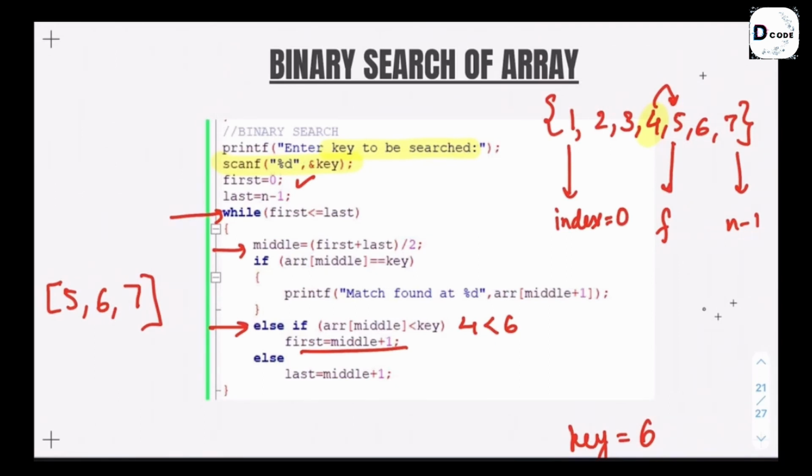Now the middlemost number will obviously be 6. Now is the array of middle equal to key? Yes. Now the condition has been satisfied. Therefore the match will be found and this index value will be returned. This is how binary search works.